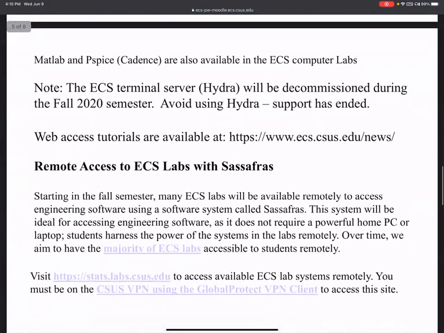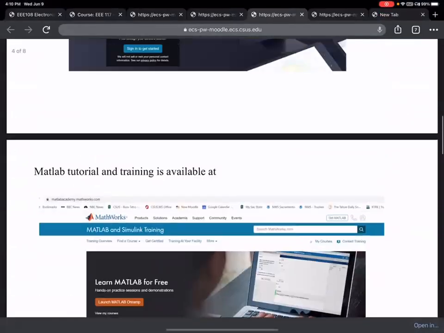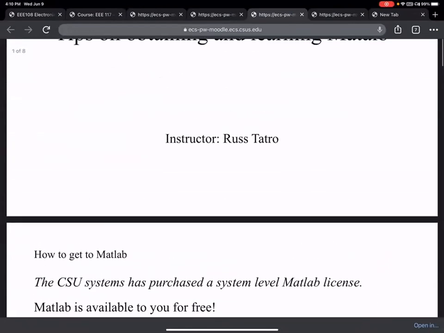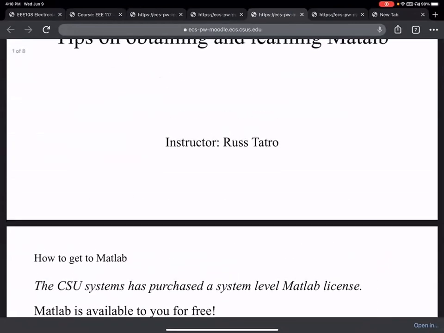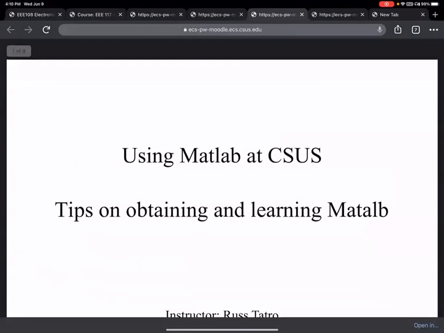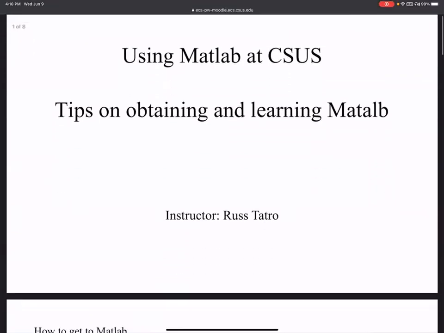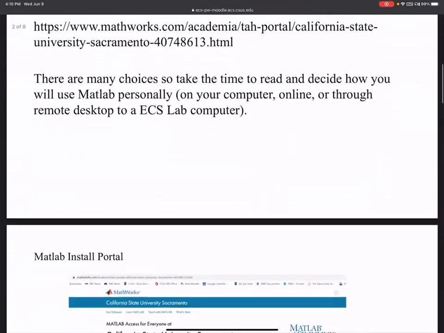What I do is I like to download it on my laptop. But if you're nervous about your laptop crashing during an exam, if you have Matlab and other computationally intensive software, then you can use it in the servers at Sac State. So look at this useful link.